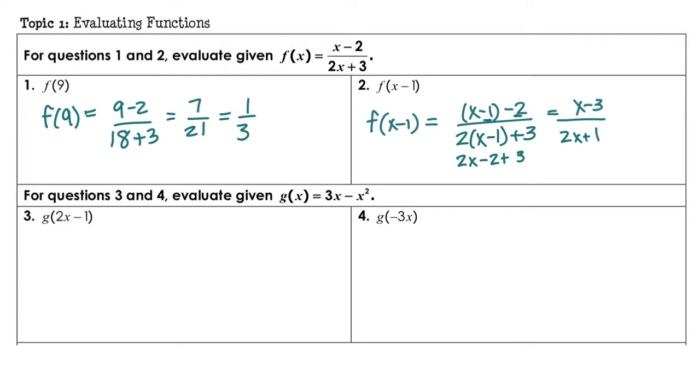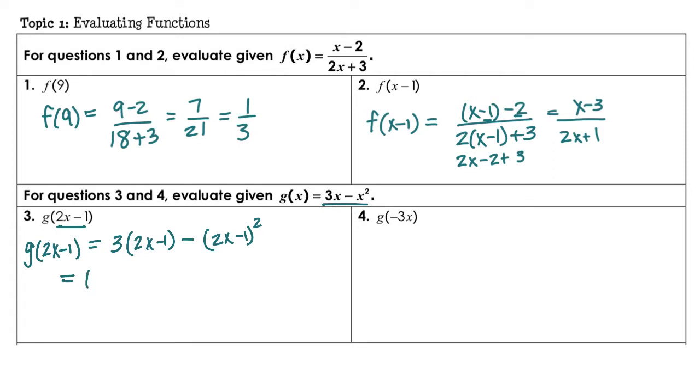Looking at number 3, we're going to substitute in here 2x minus 1 into this function. So g at 2x minus 1 is equal to 3 times 2x minus 1 minus 2x minus 1 all squared. We do need to simplify this.